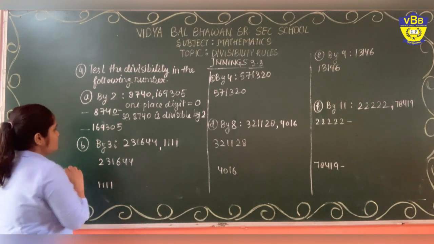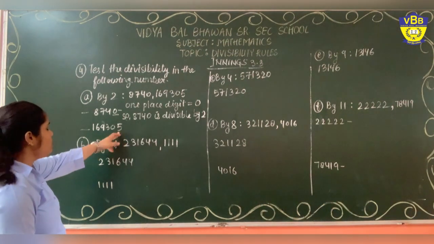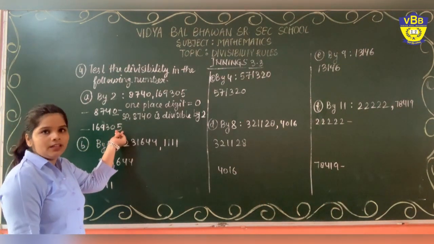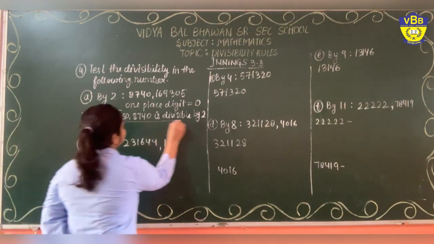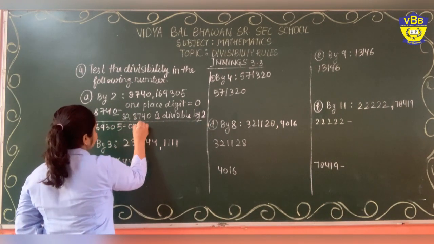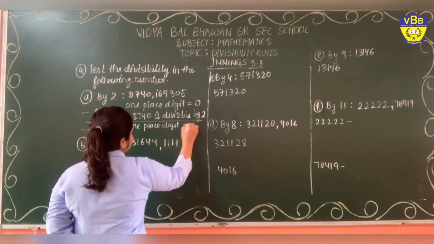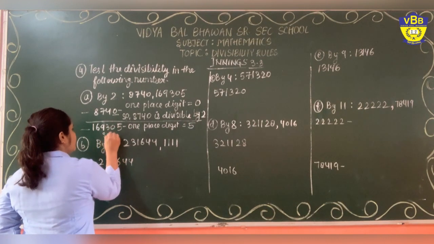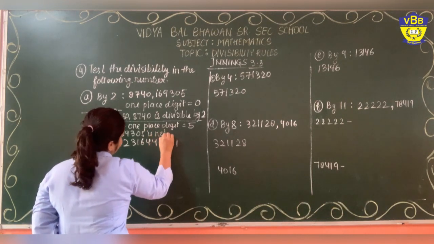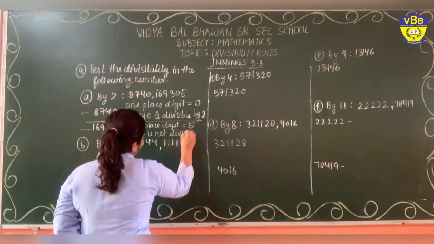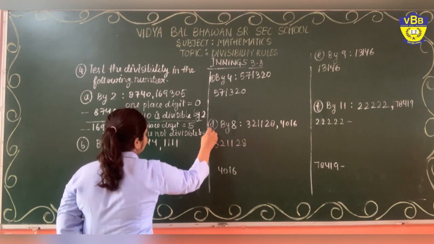Next one is ending with 5. The ones place digit here is 5. So 5 is not making it even, it is making it odd. That means this is not completely divisible by 2. So you will write it here: the ones place digit is 5. So 169305 is not divisible by 2.